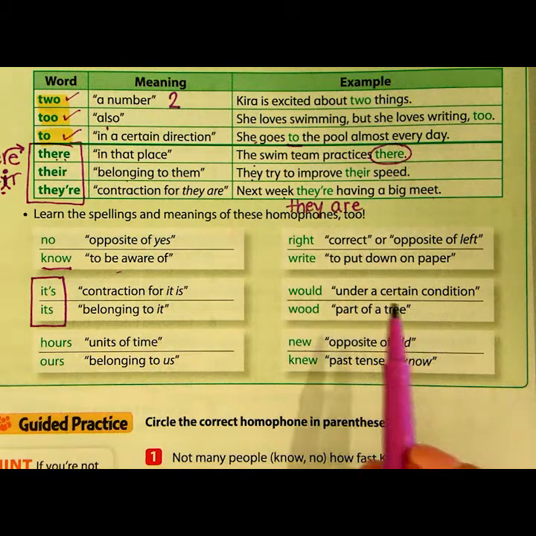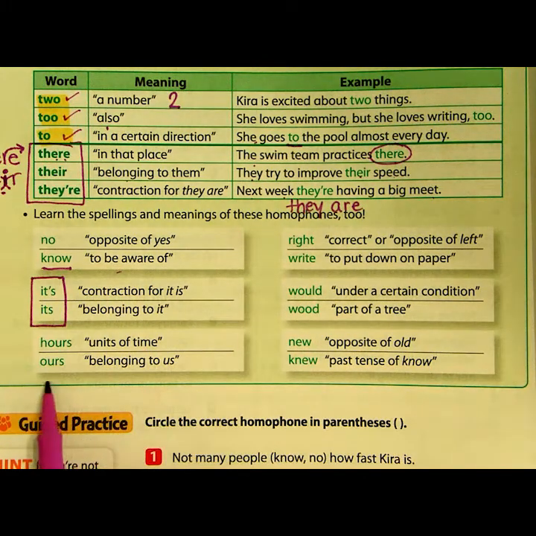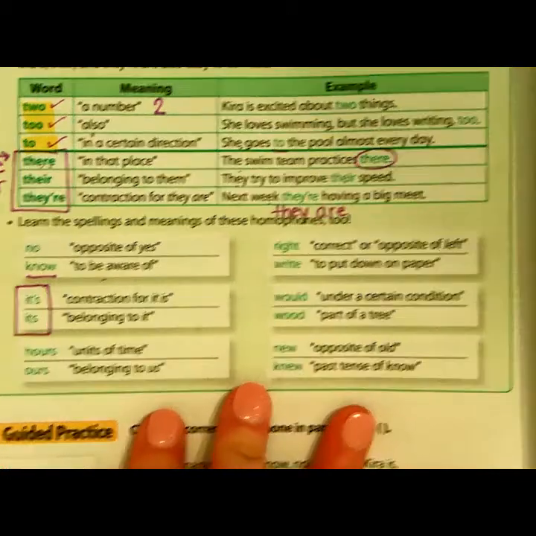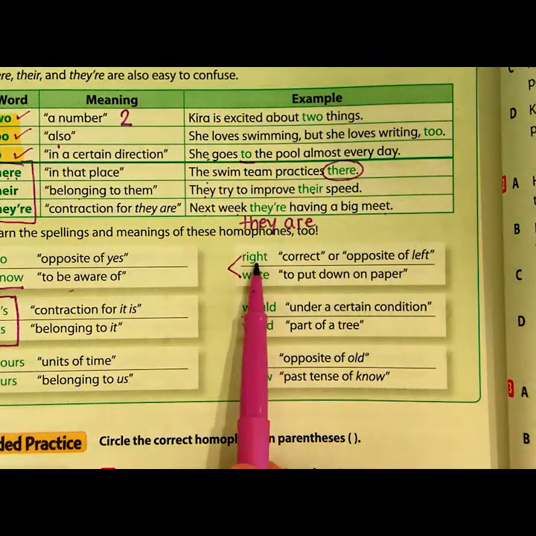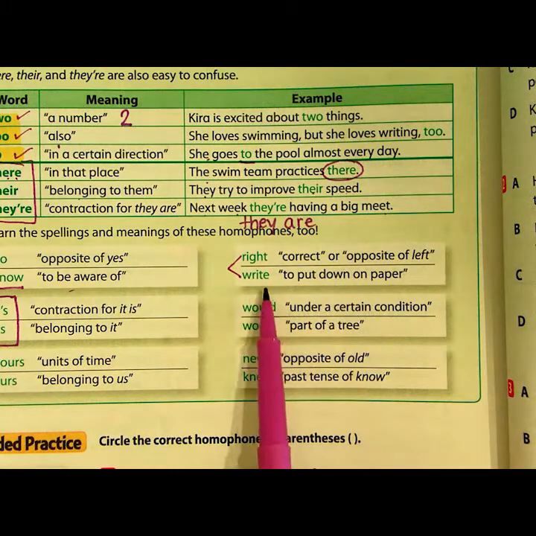The next one we want to talk about, I know you guys probably know this one, hour and ours. Hour means referring to like time, and then ours means like belonging to, right? That book is ours. The next example, I'm sure that you guys are probably familiar with too, is the difference between right and write. Right, like that's the right answer, or right, like I write with my right hand. The other one, write, is like you're writing on a piece of paper, right?